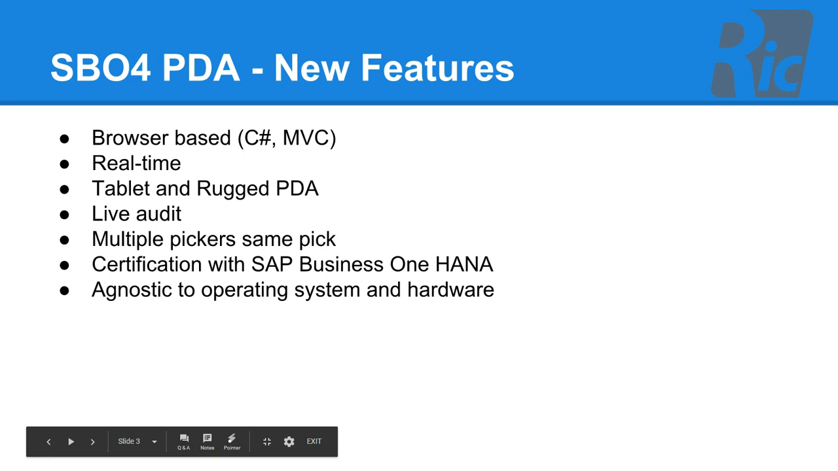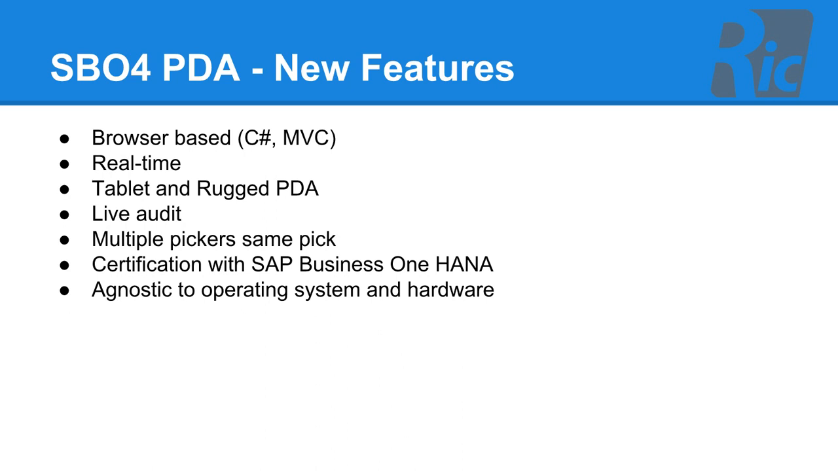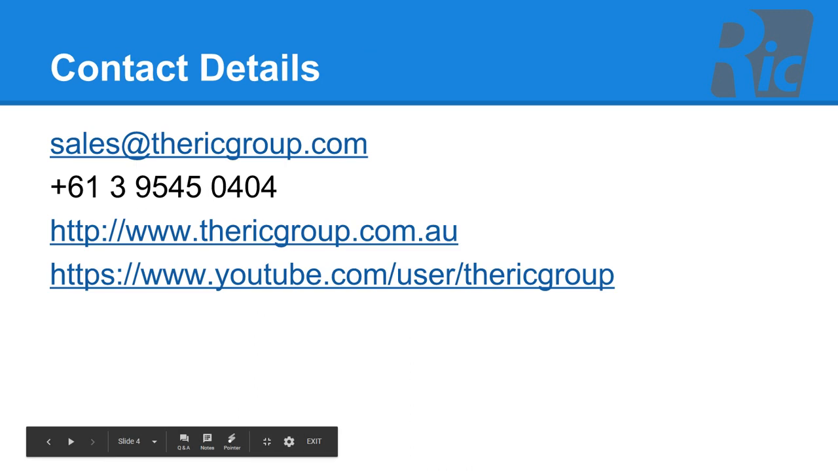So the new features of our browser-based warehouse management solution for SAP Business One. It's been written in C# and MVC. It's real-time, and you have a real-time audit of picking, transfers, goods receiving, stock taking, and you can always see what's happening in the warehouse. It works on rugged PDAs, tablets, and also PCs as well. You have multiple pickers picking the same pick now, and it's all been certified with SAP Business One HANA, and it's agnostic to operating systems and hardware.